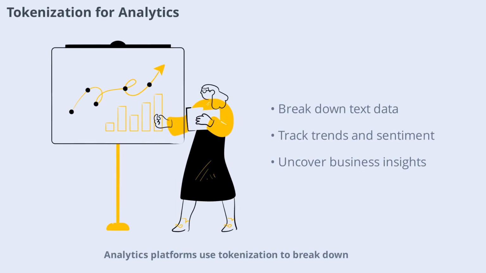Analytics platforms use tokenization to break down large volumes of text data for analysis. By creating tokens, these platforms can track trends, measure sentiment, and uncover insights from customer feedback, social media, or surveys. Tokenization turns unstructured text into actionable data for business intelligence.